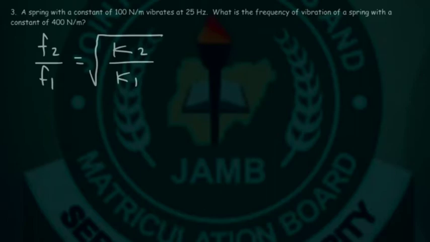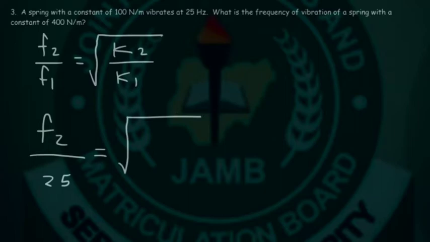So now let's calculate f2. So f1 in this problem, that's 25 hertz. And that corresponds to a spring constant of 100. So k1 is 100 in this problem. We're trying to find a new frequency at this new k value. So k2 is going to be 400.